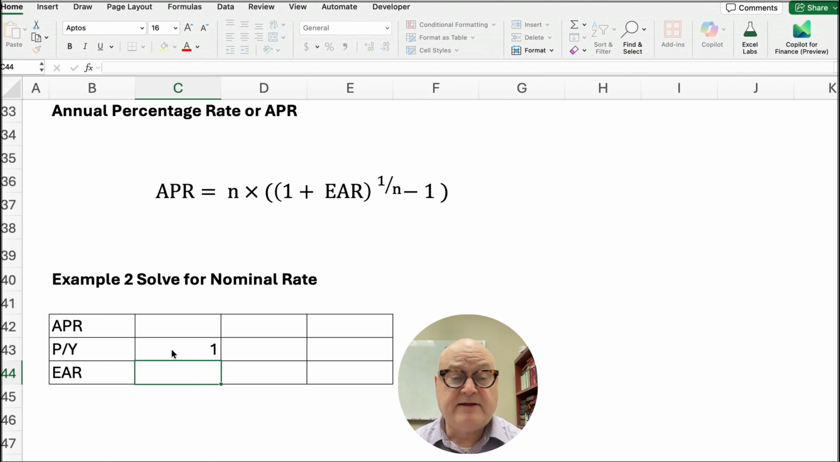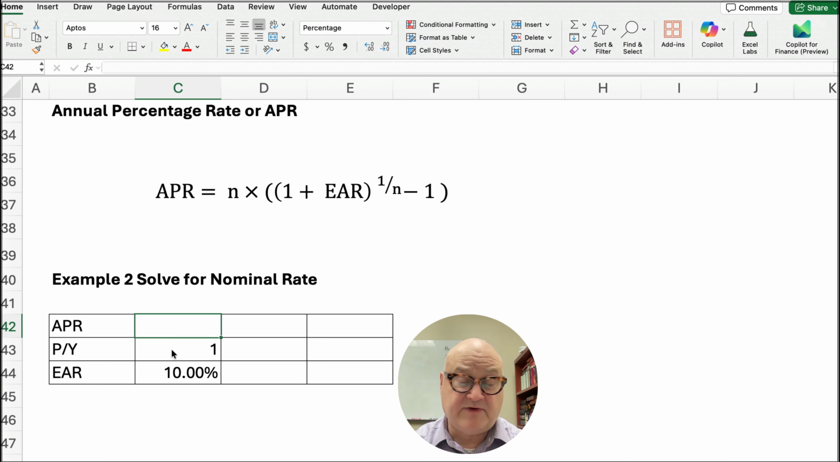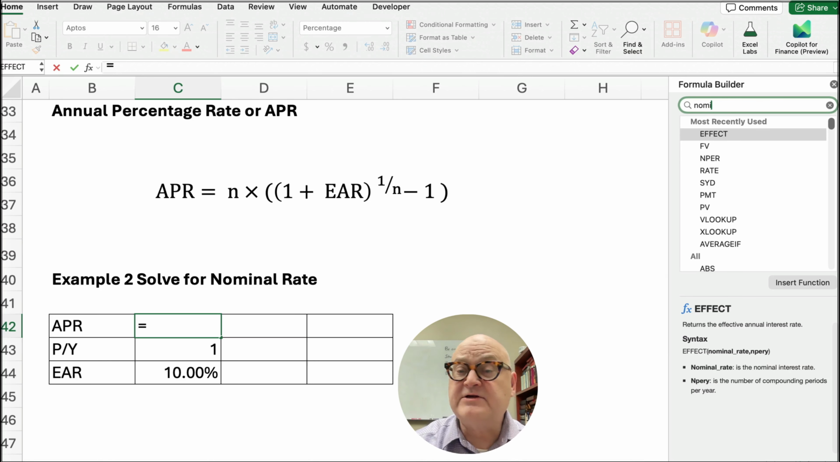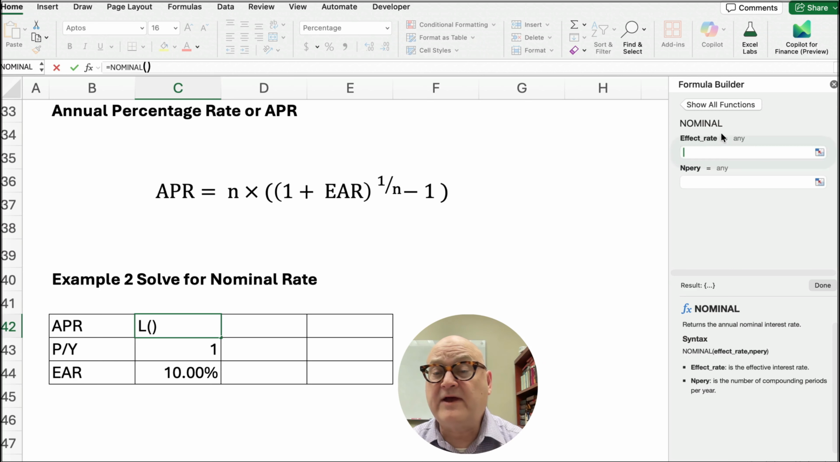One period, let's say the effective rate is 10%. Well, we know that the APR is going to be 10% as well, since it's just one period per year. This is called the nominal function. Let me use the format here. Nominal function on Excel. Let's just set up a template.